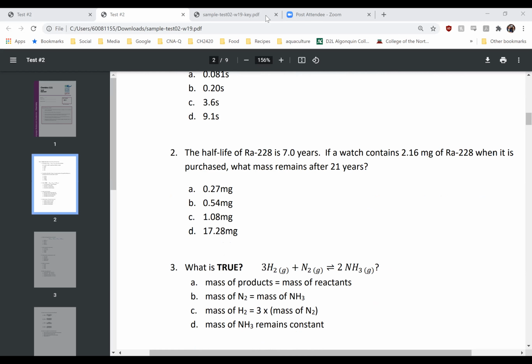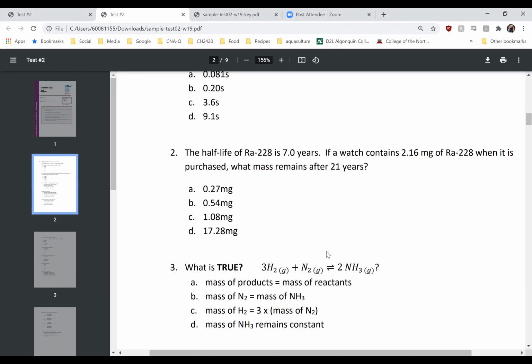Okay. All right, let's look at number 2. The reason I'm picking number 2 is because we haven't done one like this in a while, the half-life. The half-life of this chemical radon-228 is 7 years. Again, what that means is after 7 years, the amount of this chemical would be reduced to half. So if a watch contains 2.16 milligrams of this isotope, what would remain after 21 years?